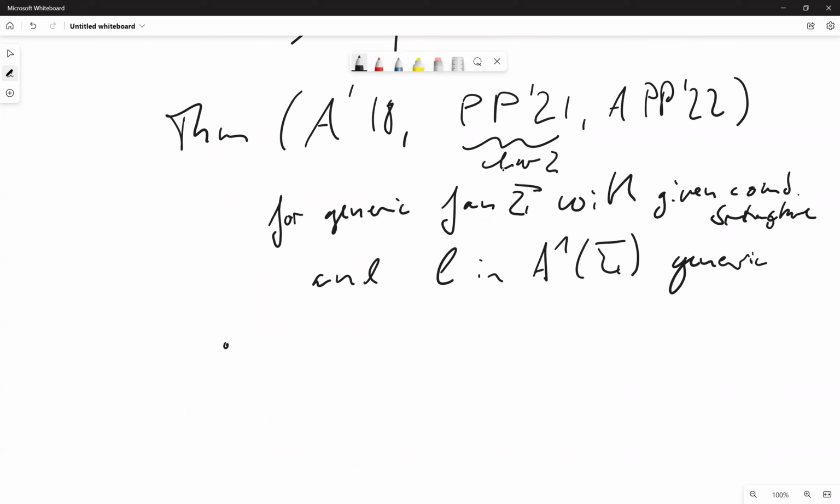And what's the theorem then? Well, we have the Hard Lefschetz property that A^i and A^(d-i) are isomorphic.